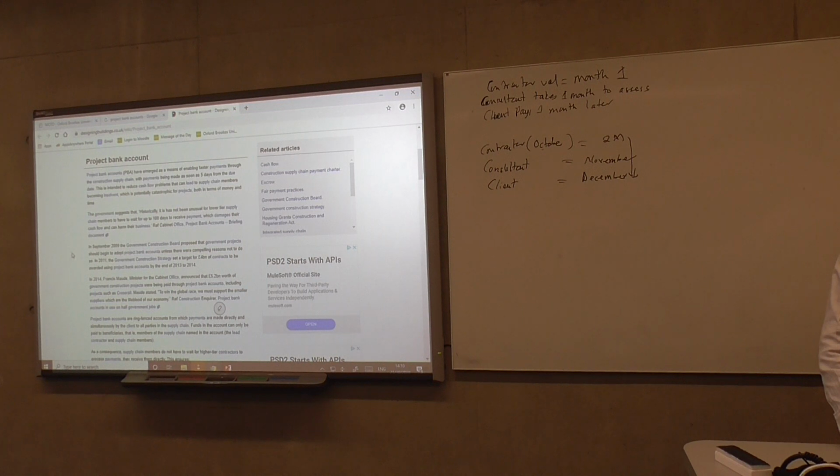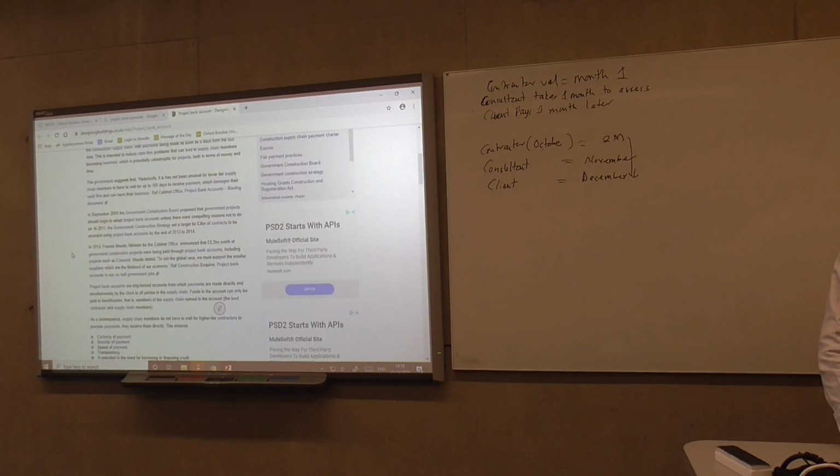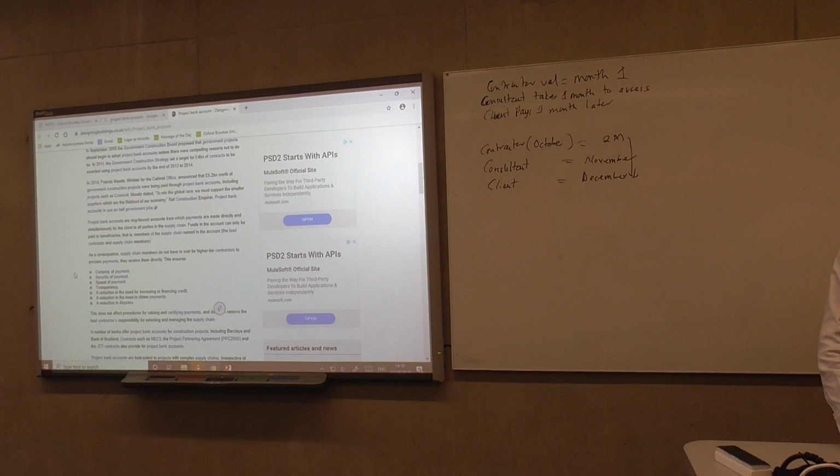So they're trying to make use of project bank accounts where the client on one hand shows money and also suppliers are paid. I think it says it's a ring fence account, so once they put the money in there, they cannot take it out. And you've got a dedicated sum already sitting on there.